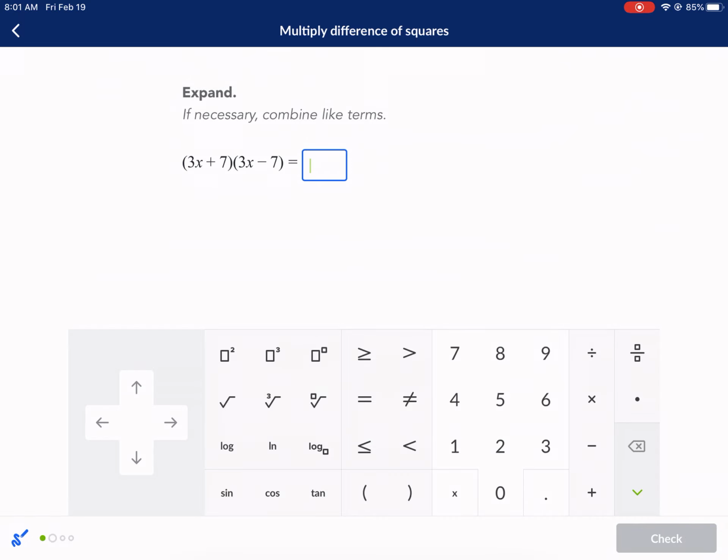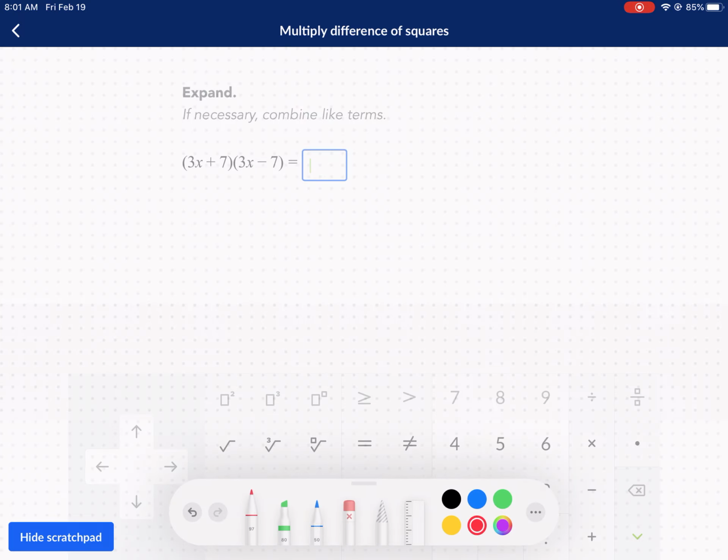So what we can do here, the general format, again, we could FOIL out everything, or we could just recognize that it's the same thing written twice. The only difference is one is plus, one is minus. So if that's the case, we're going to square the blue one, the first term, and then we're going to subtract, and then we're going to square the second one. So that's 7 squared. So we should get 9x squared minus 49, and that's going to be our answer. Instead of foiling it all out, that's what we're going to do.